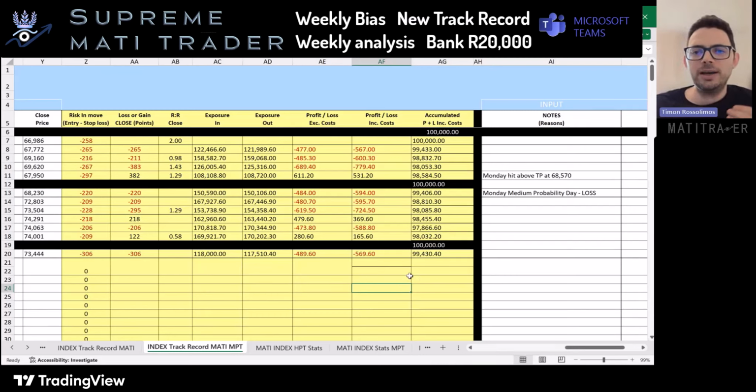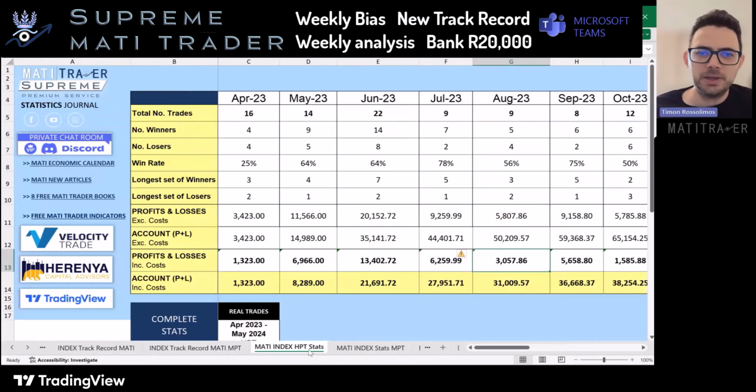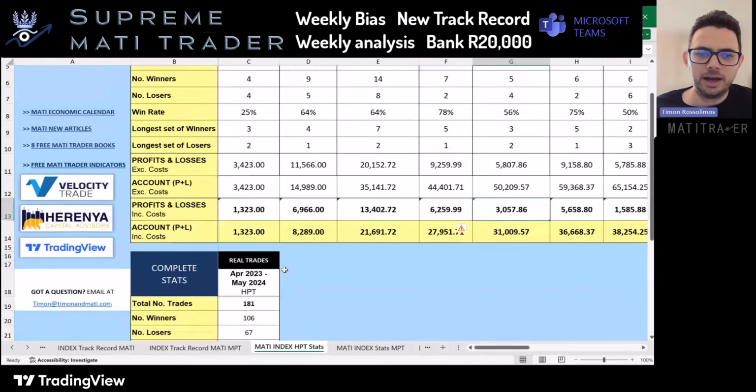So the more trades that I send out on medium probability trades, the more you'll realize and the more you'll feel that you don't want to take them. And that is a good thing, because you will be prepared for when the high probability trades come out. So here's the HPT stats, the high probability stats.